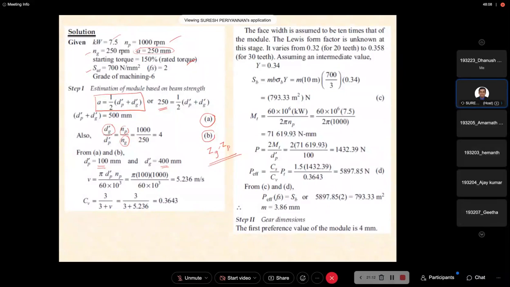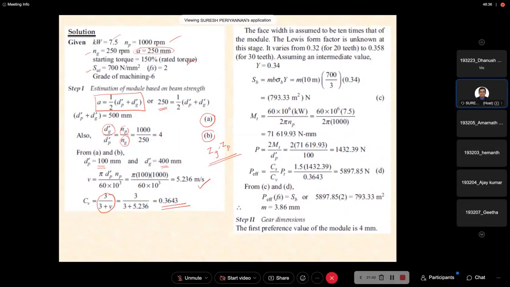Now again we have to find the pitch line velocity based on the pinion, because we are considering the same material and the pinion is weaker than the gear. This pitch line velocity is less than 10 meter per second. Then go for the standard empirical relation to find our service factor. These are the things required to find our effective load.